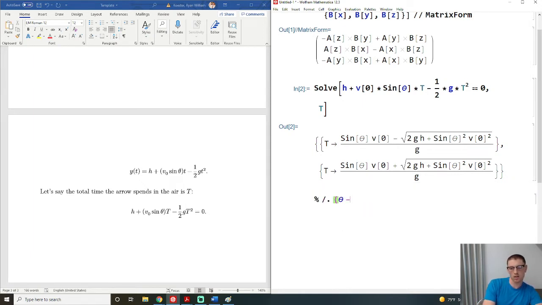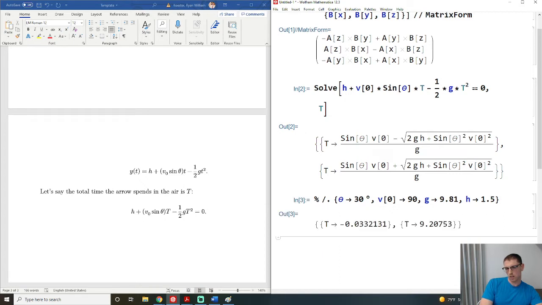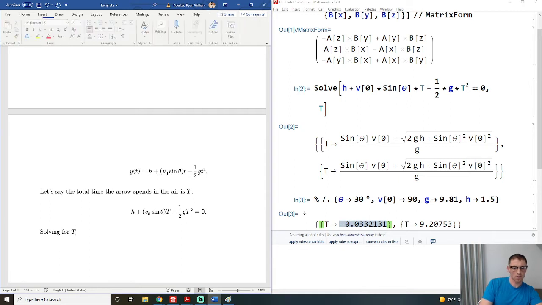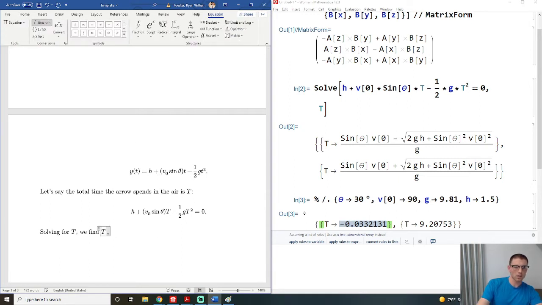I'm going to just tell Mathematica what all the numerical values are. Theta is 30 degrees. V naught is 90. G is 9.81. And then H is 1.5. I think that's everything we need. So let's see what we get. Okay, so we get a non-physical time, this would be the negative time here. And then, let me just say, solving for t, we find that t is approximately equal to, let's say, 9.21 seconds.